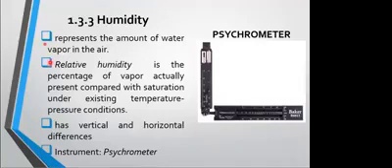And we have the relative humidity, which is the percentage of vapor actually present compared with the saturation under existing temperature and pressure conditions. It actually has vertical and horizontal differences, which we measure through the psychrometer. So I think you all know what a psychrometer is. You had this in your ecology. You even used this and even broke this, no? You are the ones who broke it.